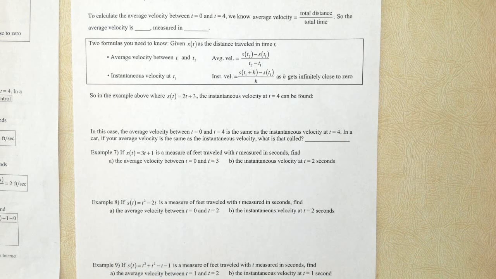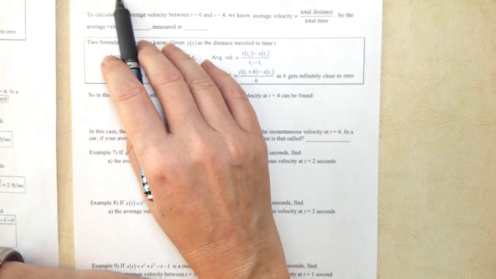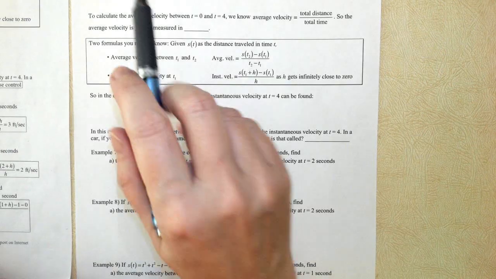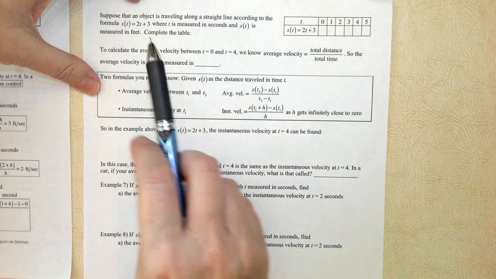Everybody, we are on the last part of our classwork. So what we're going to do right now is go through the word problem portion of Master Math Mentor Section 3. Suppose that an object is traveling along a straight line according to the formula S of t equals 2t plus 3. Sorry, I did not realize it was out of focus. There we go. Where t is measured in seconds and S of t is measured in feet.